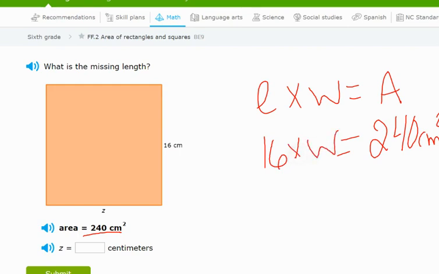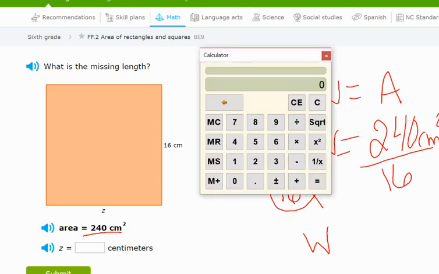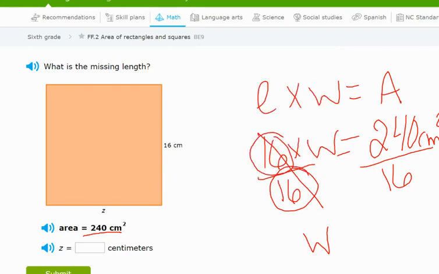But a way that I can calculate it, if you remember from equations, is that I can divide by 16. So now I have a 16 in the numerator and a 16 in the denominator. This leaves me with a W by itself. And I divide by 16 on the other side. I'm going to go ahead and use a calculator to do this. So I have 240 divided by 16, and that's equal to 15. So my answer here, W equals 15 centimeters, and it's centimeters because it's only in one dimension. It's length as opposed to area.